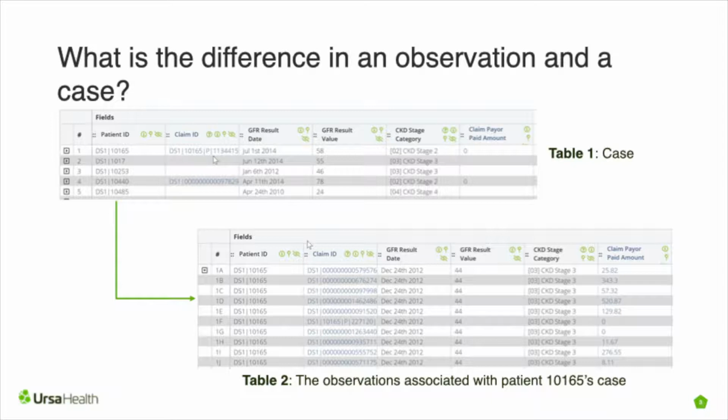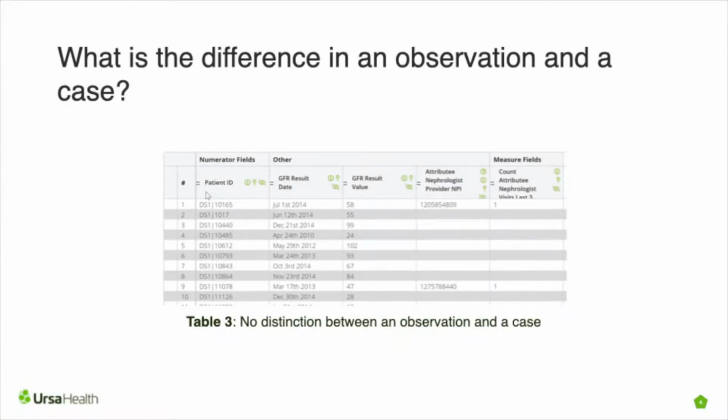For example, these two tables present data for the same PM-PM measure. Table 1 presents data at the case level, where claim level observations associated with each patient are rolled up to the patient. In contrast, Table 2 presents the claim level observations for patient 10165. At this level, we're not seeing the patient's case. Rather, we see the observations associated with the patient.